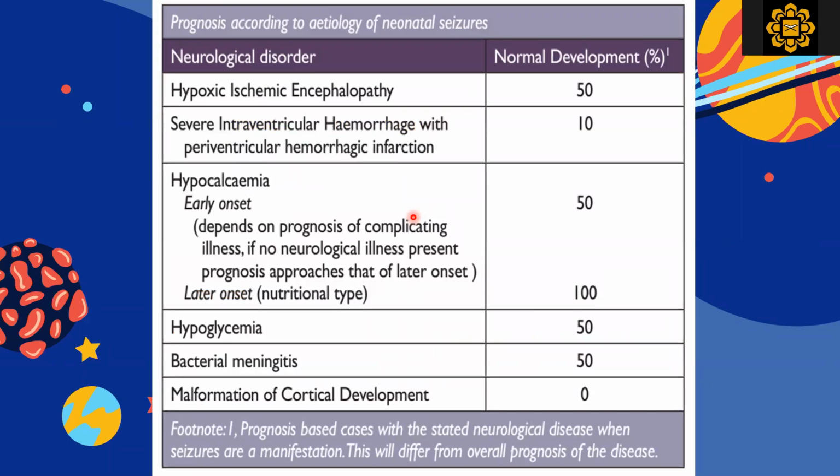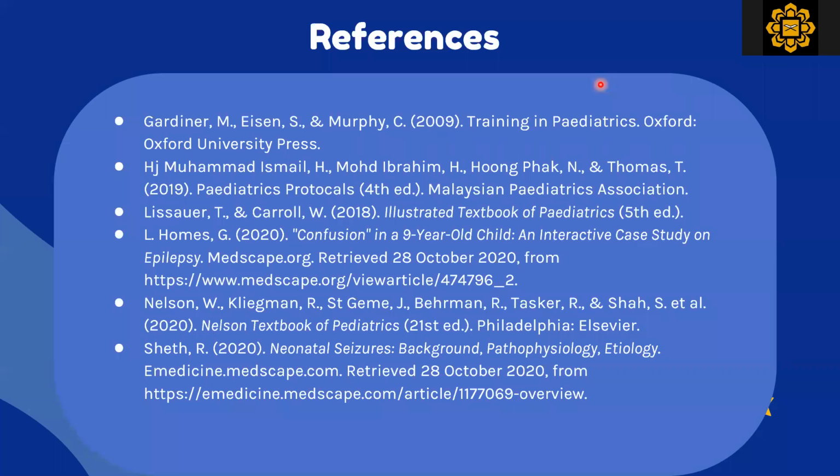Okay, so for neurological outcome, normal development: if HIE, the chance for normal development is only 50%. So the prognosis is really important. Okay, so this is my reference. I'm sorry because there are too many slides. I don't know how to make fewer slides. So is there any question you want to ask? I open the floor for questions.